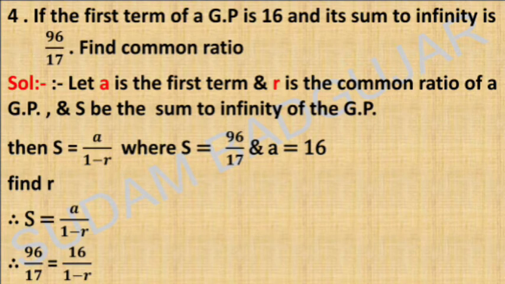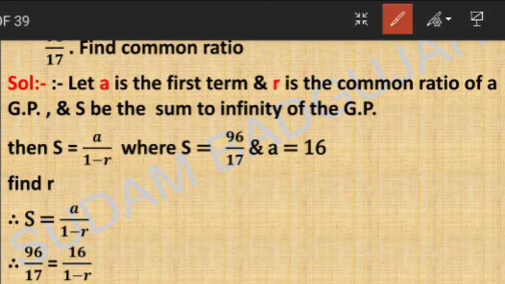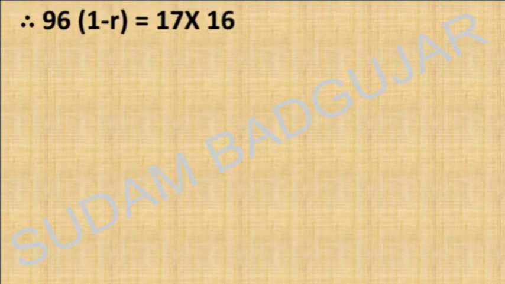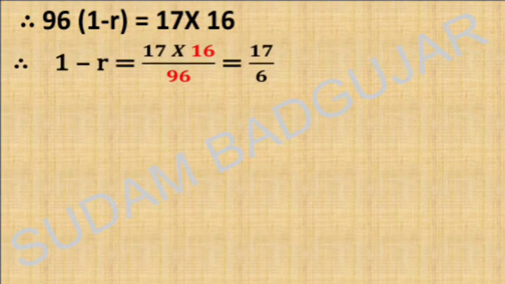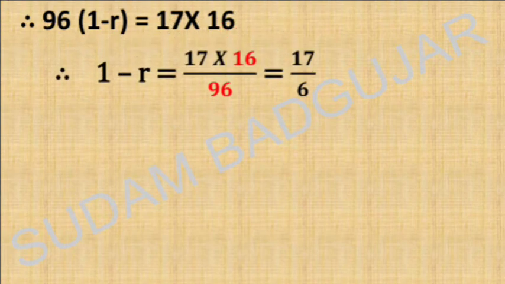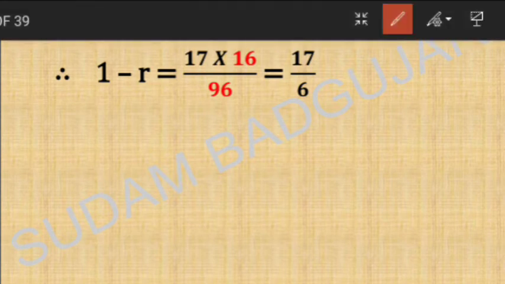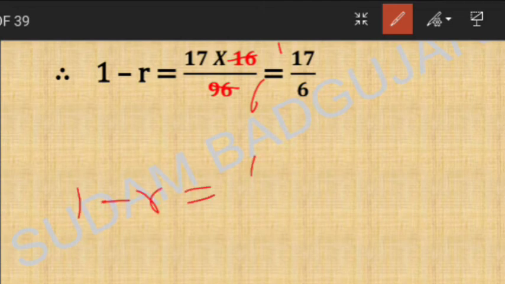So here you have to simplify this by taking LCM and cross multiplying. You will get 96 into bracket 1 minus R is equal to 17 into 16. Okay, so 1 minus R is equal to 17 into 16 upon 96. So it becomes 16 1s are 16, 16 6s are 96, therefore 17 upon 6. 1 minus R is equal to 17 upon 6.